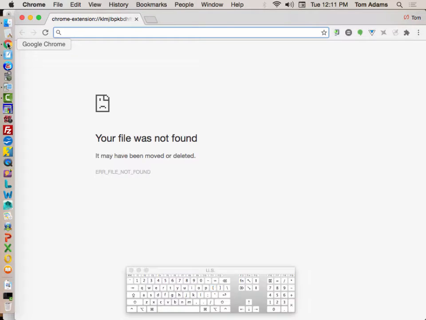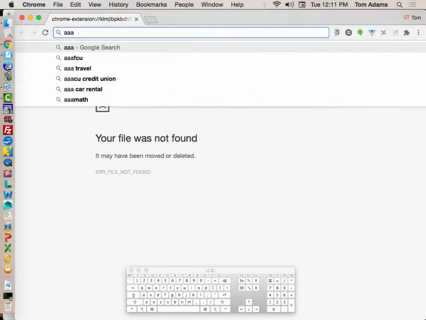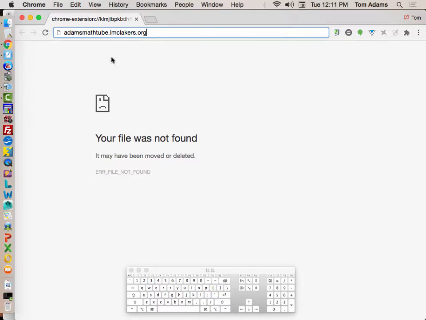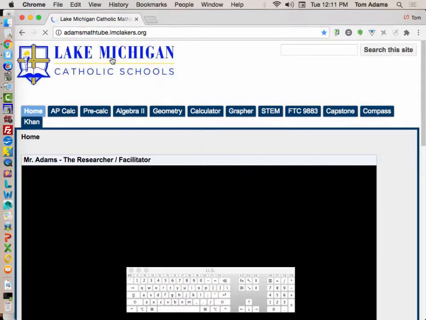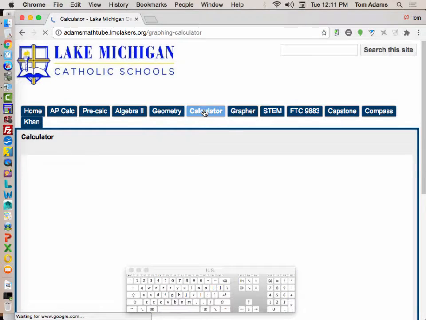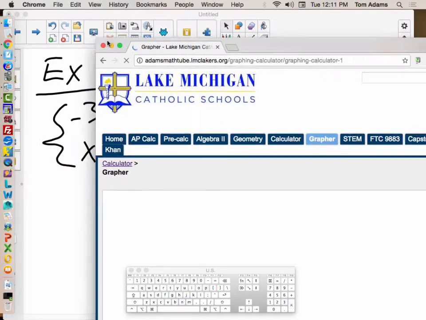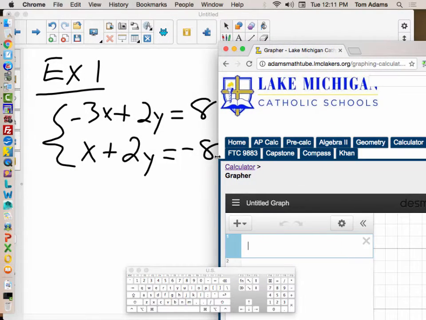In a little while, at the end of this example, I'm going to show you how to convert that to a graphing calculator. Basically, we need to take the standard form and solve for the slope-intercept form. But for time's sake, just because I'm trying to teach you the concept, I'm going to put my little graphing calculator over here.